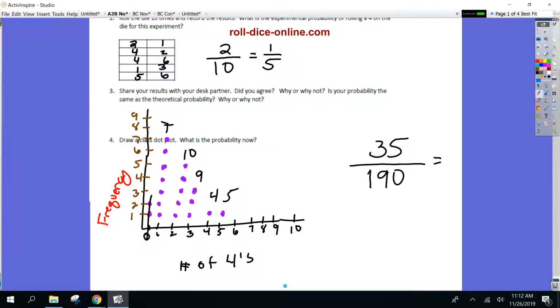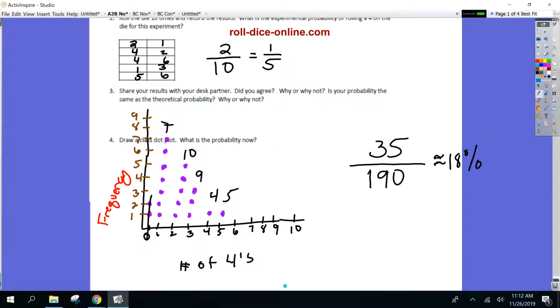35 out of 190, that's about what percent? Anybody calculate that for me? 35 out of 190 on your calculator. It's about what percent for me? What is it? About 18%? So as a class, about 18% chance we get a 4 on the next one.